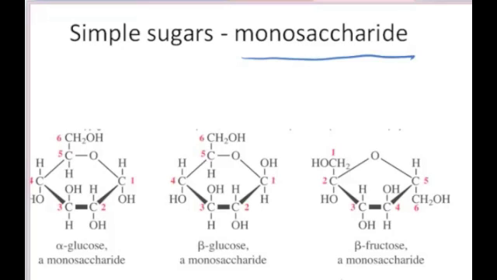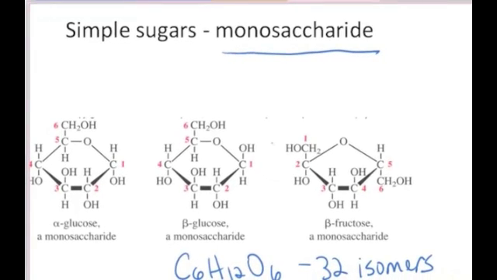3 simple sugars. They all have the same chemical formula, C6H12O6. And as it turns out, there's over 32 isomers of simple monosaccharides that have the exact same molecular formula. And isomers, they're structural and geometric isomers. For example, all 3 of these: common glucose, glucose, and fructose. This is alpha glucose, this is beta glucose, and this is beta fructose.